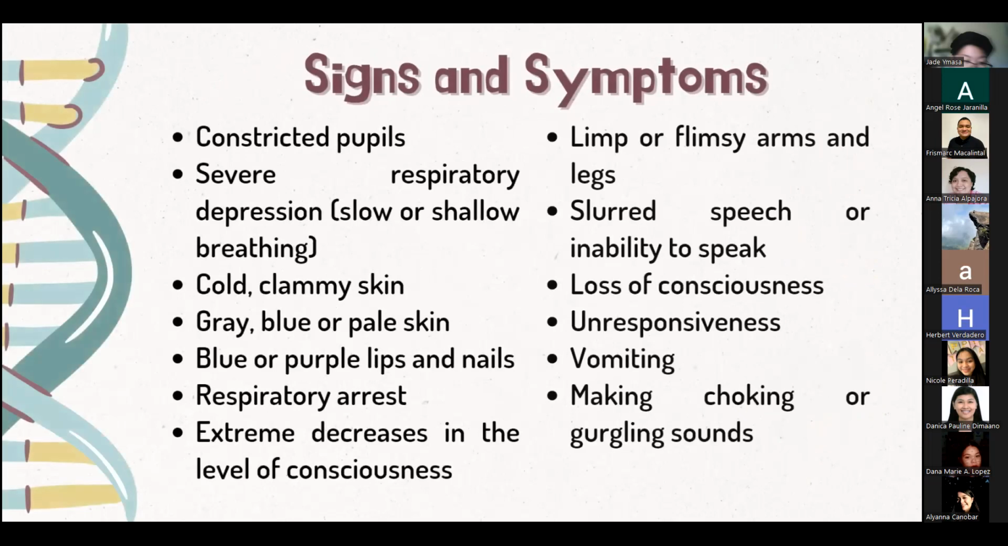So what are the signs and symptoms of fentanyl overdose? So you will have constricted pupils. Yung pupils mo ay liliit. Severe respiratory depression, magiging slow or shallow yung breathing mo. Then you will have cold, clammy skin. Then its color will be gray, blue, or very pale. Mamumuti ka or parang gray na, close to bluish.